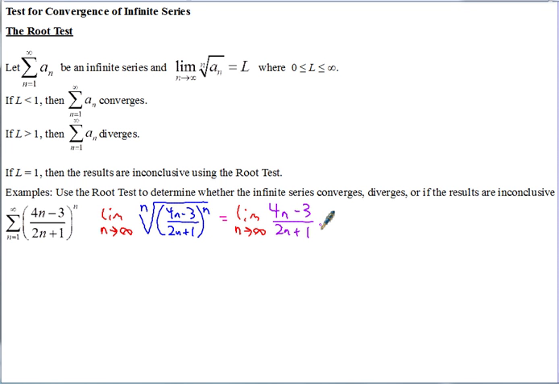And now if you substitute infinity, you can see, well, the negative 3 is going to be negligible in the numerator, so that would be 4 times infinity, over, the plus 1 is going to be negligible in the denominator, 2 times infinity. The infinities would reduce, leaving you with 4 divided by 2, which is 2. And since that's greater than 1, that tells us this series diverges using the root test.